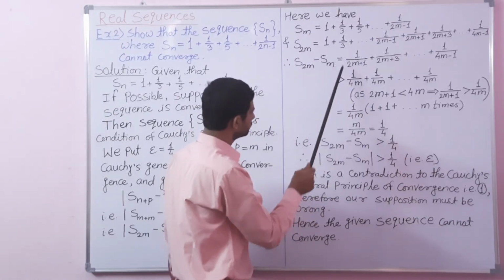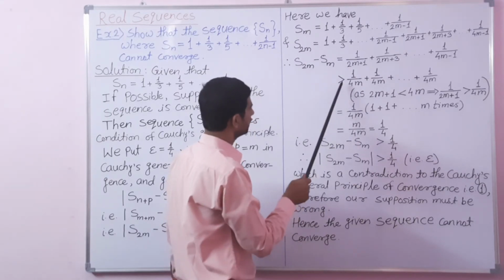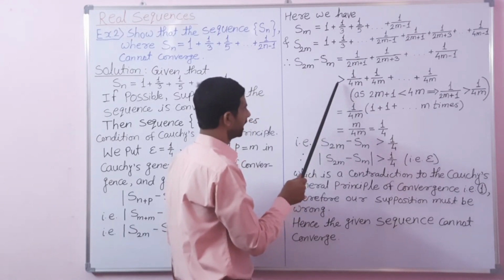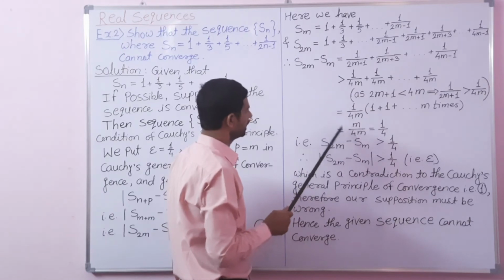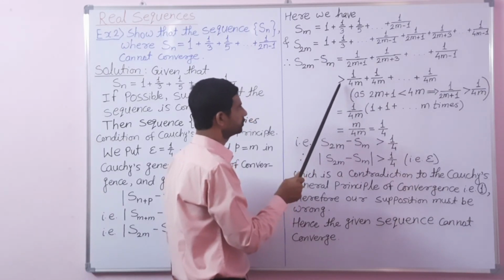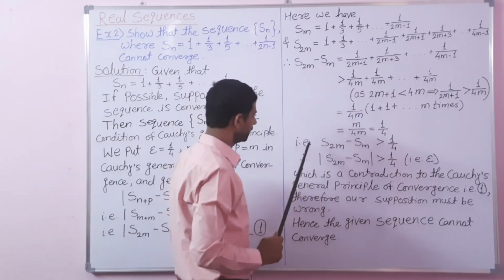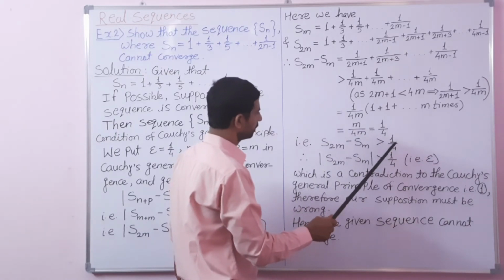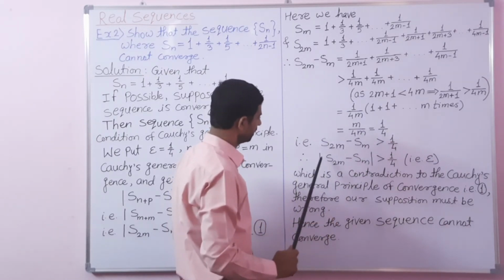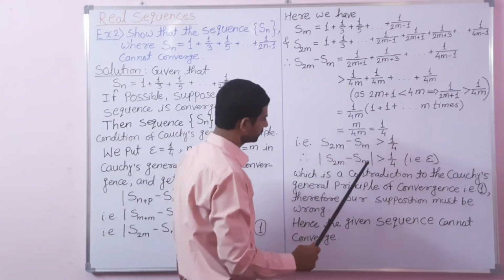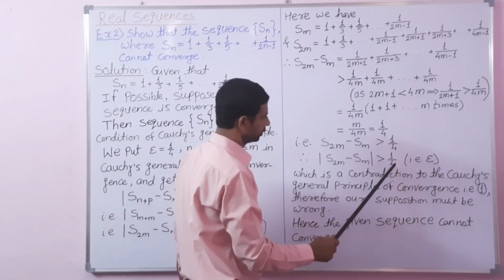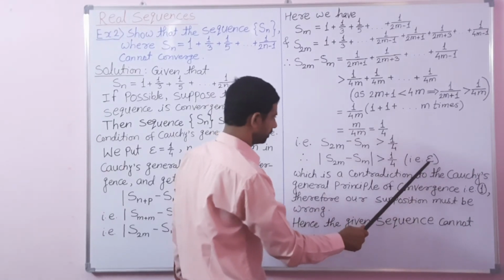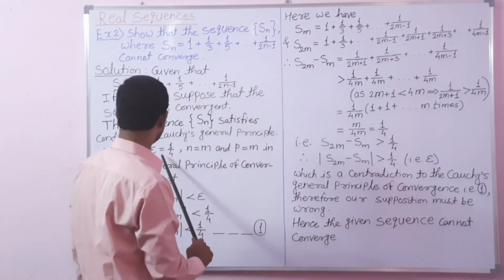Here sometimes we are having equal to and sometimes we are having greater than. So the strongest inequality here is the greater than. So we have to choose this one here. So therefore S2m minus Sm is greater than 1 by 4. So after taking the modulus, we will get mod of S2m minus Sm greater than 1 by 4, which was the value of epsilon. So epsilon we have considered as 1 by 4.